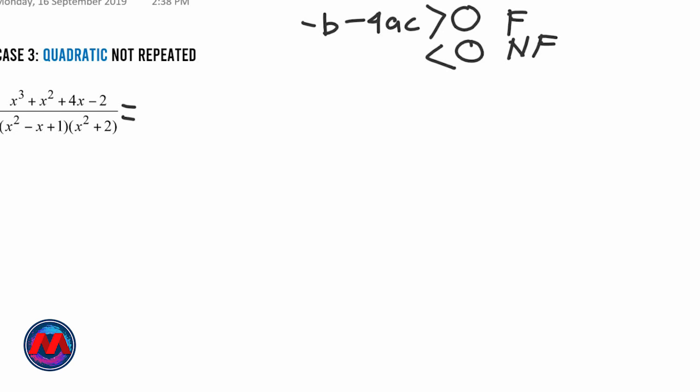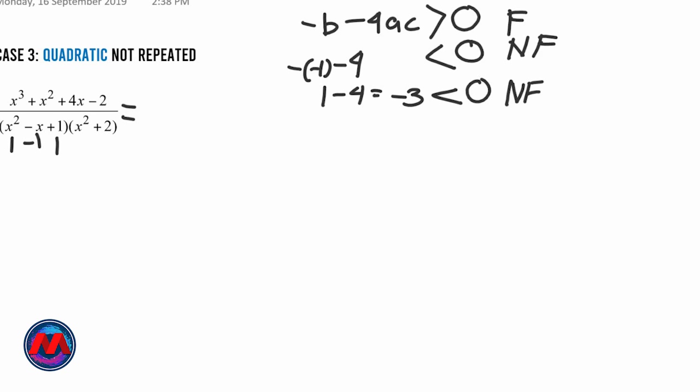So dito, a is equals to 1, b is equals to negative 1, c is equals to 1. So isolve natin yan. Negative b is negative times negative 1 minus 4ac. 4a times c, 1 times 1 is 1. So ito, negative times negative is positive 1 minus 4, that would equal to negative 3. And negative 3 is lesser than 0, ibig sabihin not factorable siya. So itong quadratic equation na to, ganyan na yan, hindi na siya pwedeng i-factor. As well as dito. Alright?